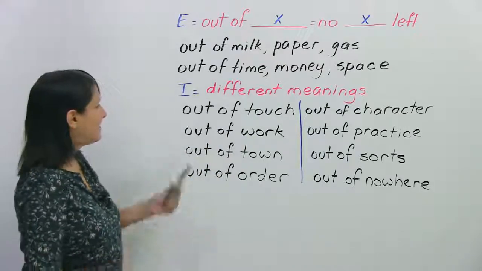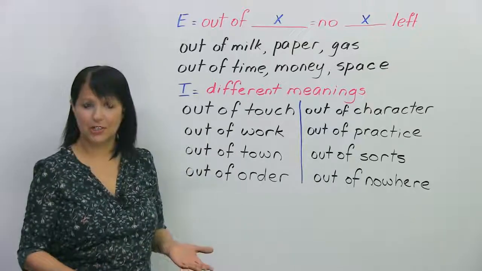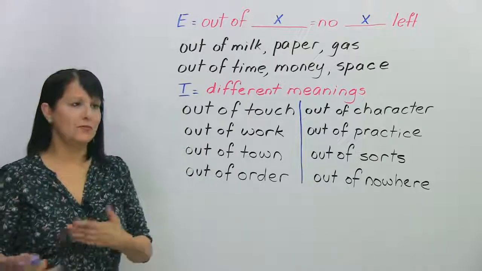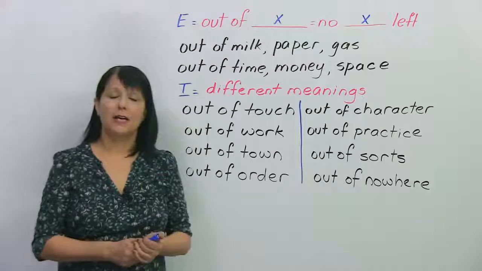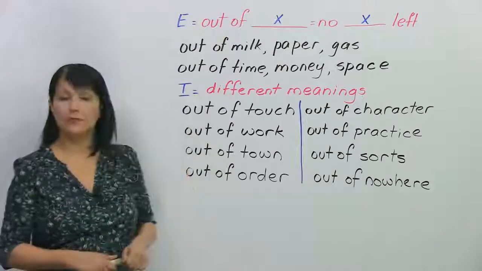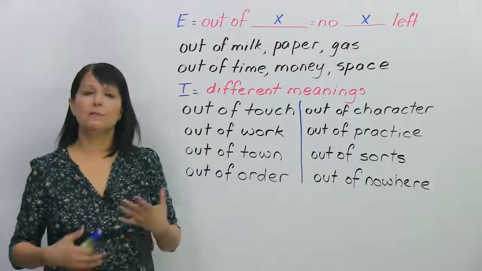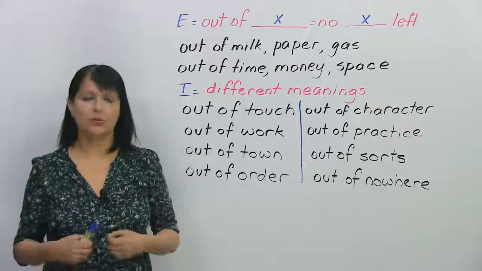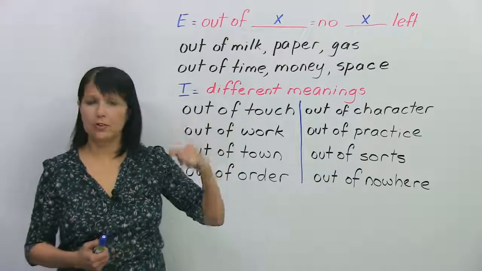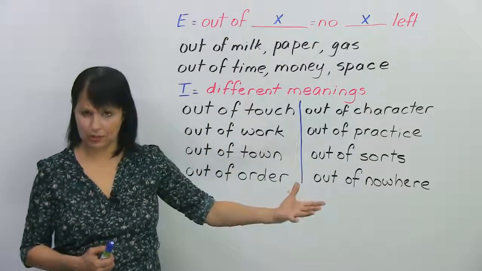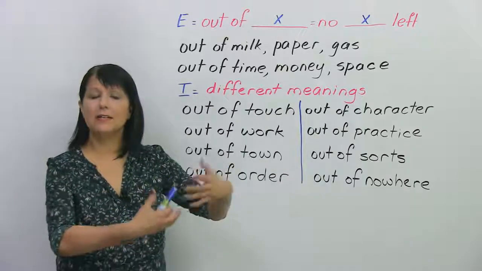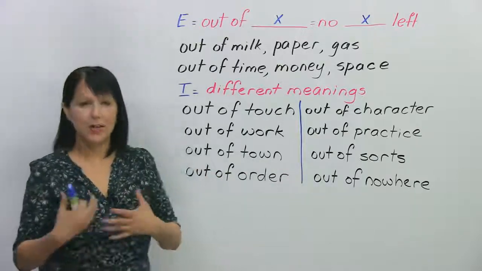All right. So the first one is "out of touch." You might have heard this, especially if you write to people by email. To be out of touch means to not be in contact. So, I haven't heard from John for a long time. We've been out of touch. All right. We're not in contact regularly.